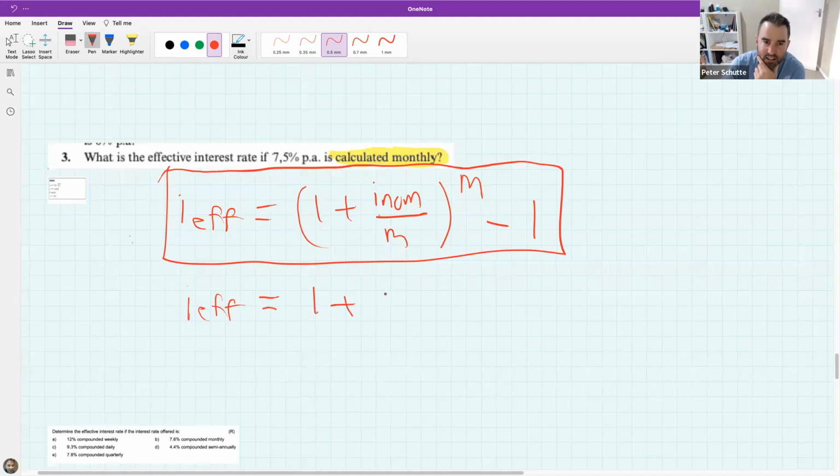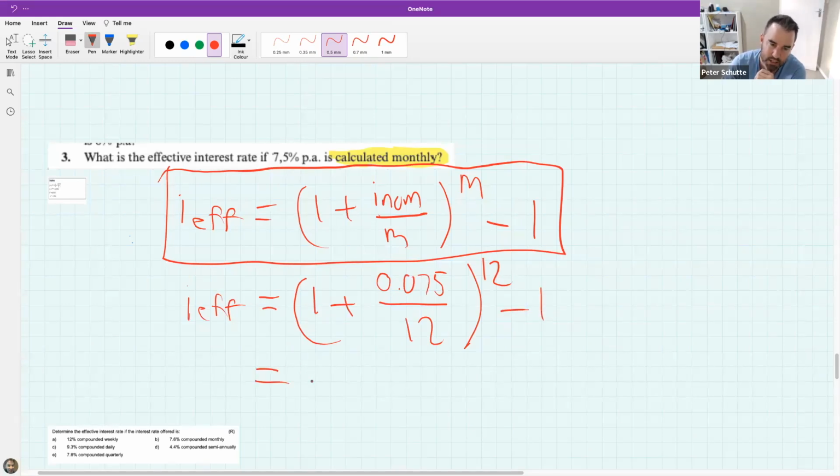So we're going to get, so i_nom is going to be 0.075, or we could say 7.5 over 100, and we're going to divide it by 12. But now this over here is also going to be a 12 because it's the same m, and then there's a -1. Now I want to ask, what do you get if you put that into your calculator?